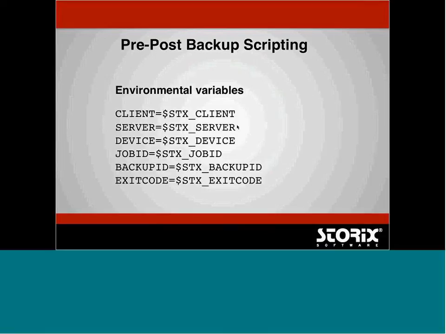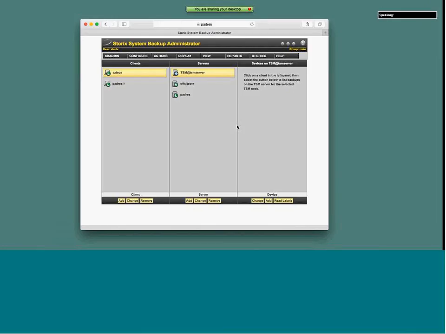And there are some environmental variables that are set as we're going along. Which client we're particularly on, what our backup server and device are, what job we're talking about, what our backup ID is, what the exit code of the backup itself is. All of this gets put into the environment. So if you have a post backup script, you'll have the exit code available to you because it's an environmental variable.